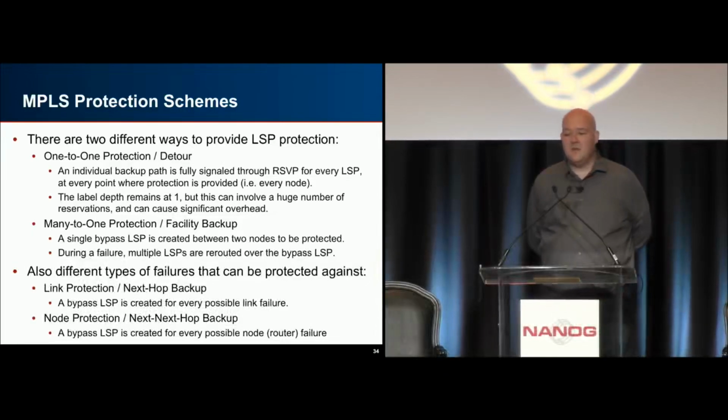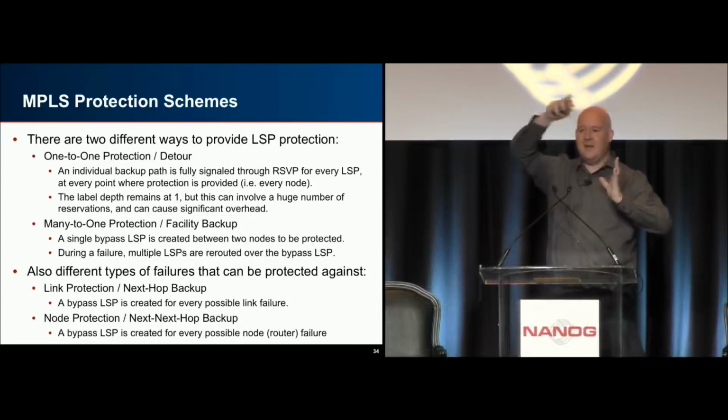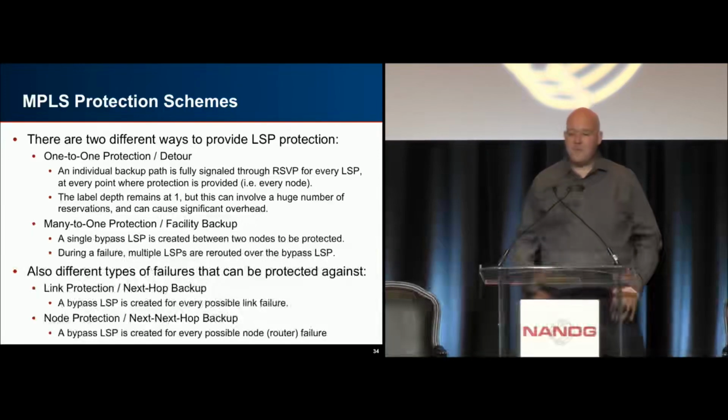The many-to-one protection, or the facility backup, what happens here is you create a single bypass LSP between the two nodes that are being protected, and then during a failure, you can reroute traffic through that LSP. So this is where you create an LSP stack. You might have a bunch of LSPs that are going a normal path, and you say your bypass is this other LSP, so you'll take these LSPs and you'll throw them in your bypass. So the bypass will get it around the failure, and then it will resume processing through the network.